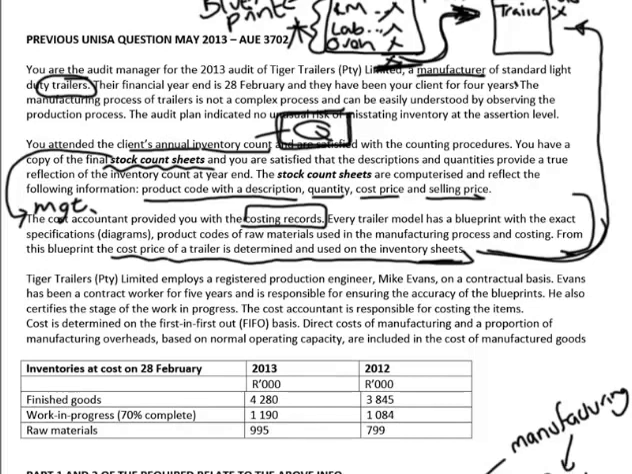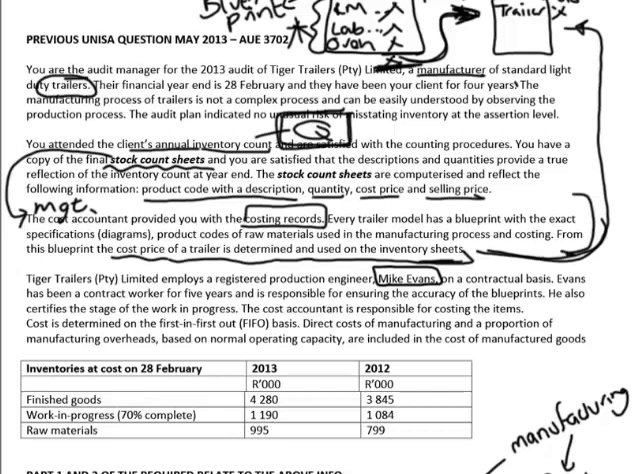Tiger Trailers Limited employs a registered production engineer, Mark Evans, on a contractual basis. This now is where our expert comes in. Mark is our expert. You can see that by the fact that he's not a full-time employee and he comes in on a contractual basis. He's been a contract worker for 5 years and is responsible for ensuring the accuracy of the blueprints. He also certifies the stage of the work in progress.